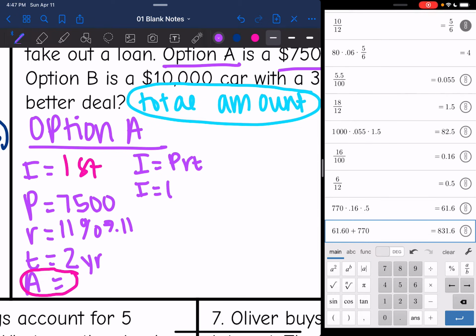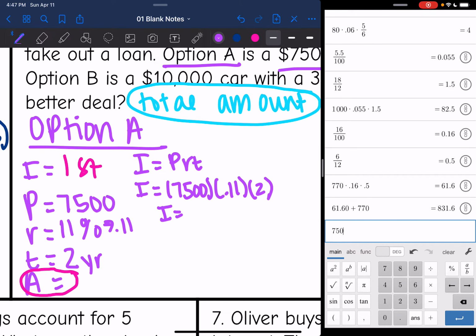Okay, so principal is $7,500. The rate is 0.11 and the time is 2 years for option A. So let's find the interest on option A. So 7,500 times 0.11 times 2 is $1,650. So that is the interest on option A, but I want to know the total cost, so I need to do the interest plus the principal now.